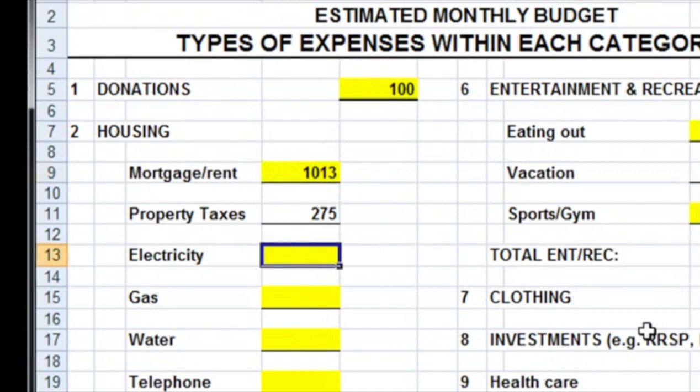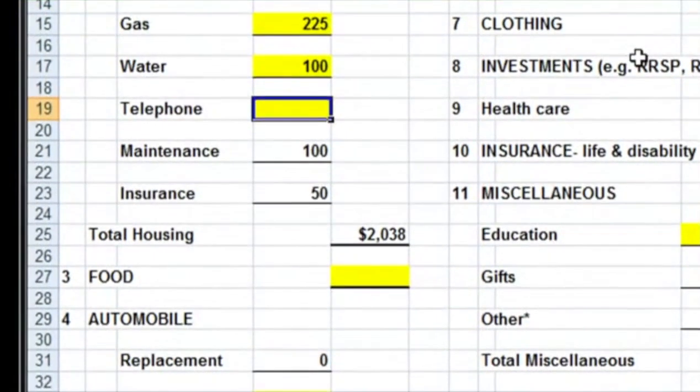Their electricity bill is averaging about $275 per month. Their gas bill is $225 per month on average. Their water and sewage is about $100 per month. Their telephone is about $300 per month. Now this includes other things like internet connection as well as cable TV and that kind of stuff.